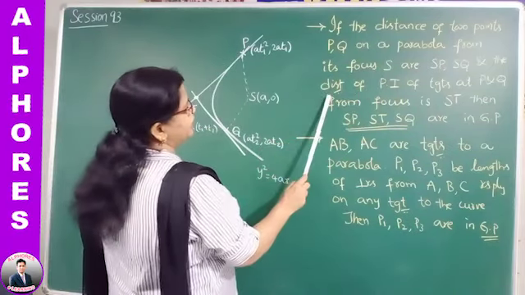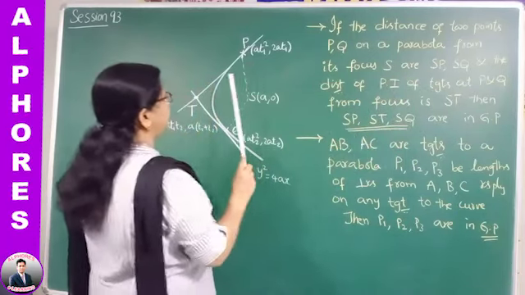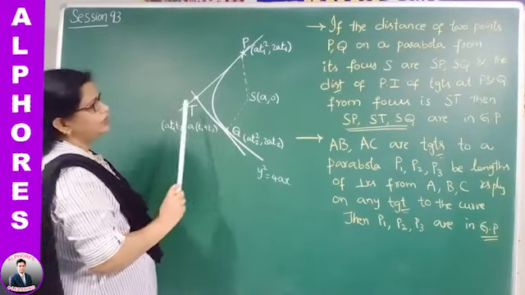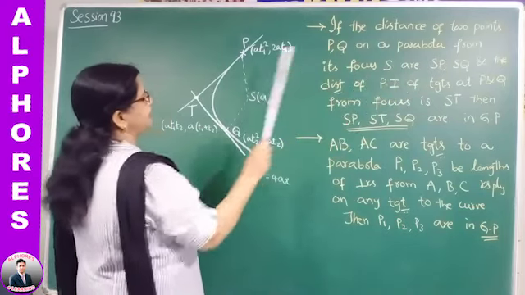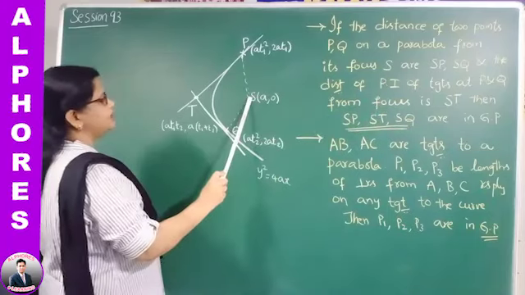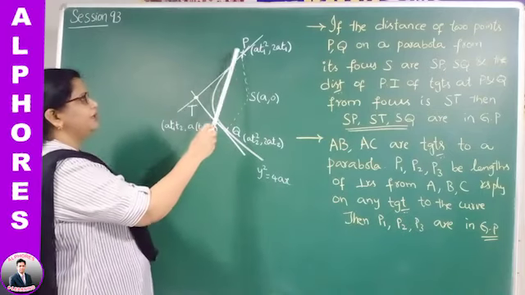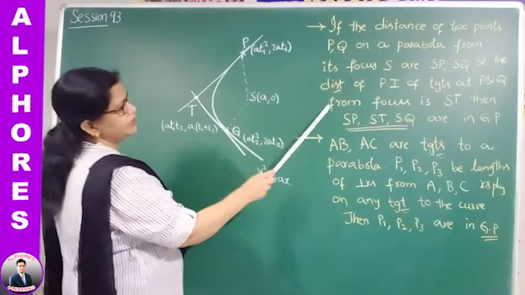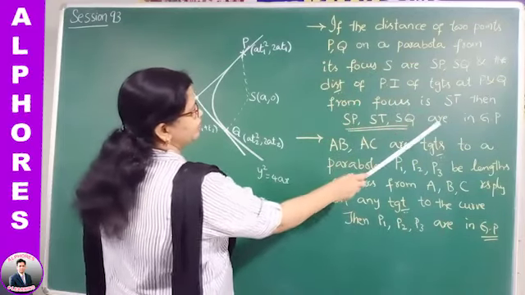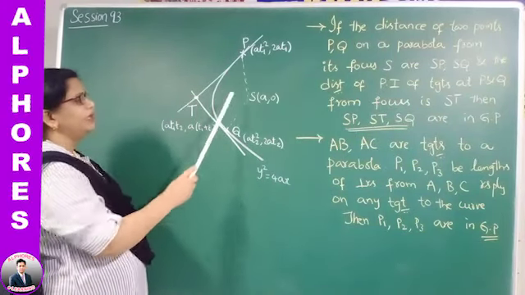And next, consider the point of intersection of tangents drawn at P and Q. A tangent is drawn at P and a tangent is drawn at Q, and their point of intersection is T. If ST is the distance from the focus S to the point of intersection of tangents drawn at P and Q, then SP, ST, SQ are in GP, in that order.